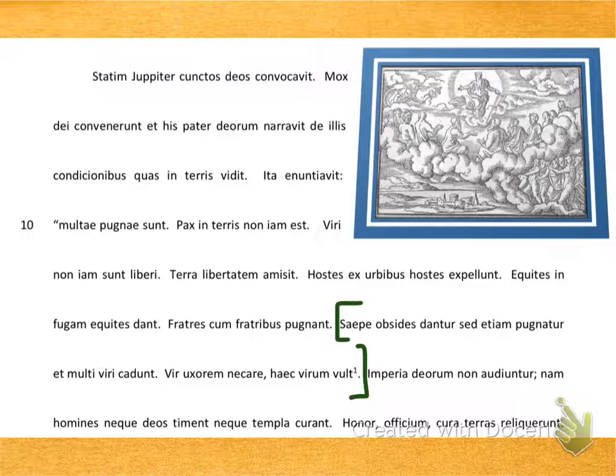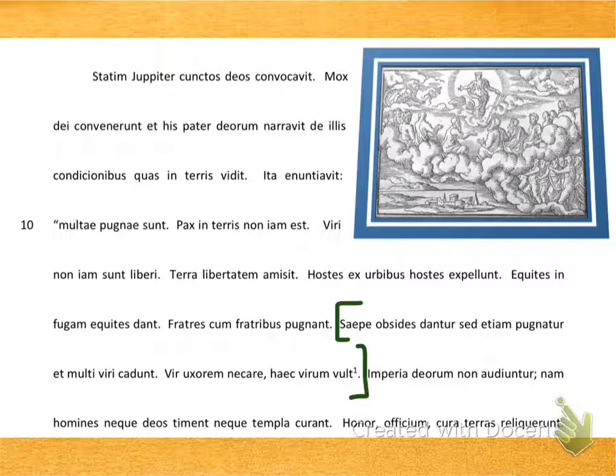Now let us look at sentences 13 and 14. Saepe absides dantur, sed etiam pugnatur, et multi viri cadunt. Vir uxorem necara, haec virum vult. These are two interesting sentences that do require a close look.